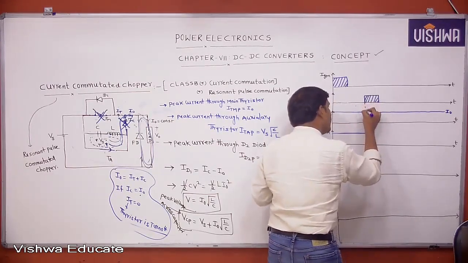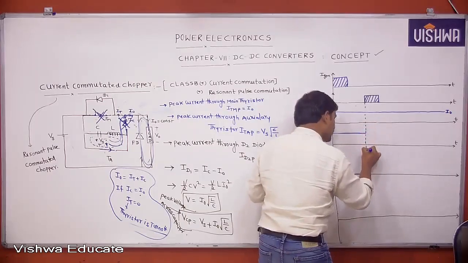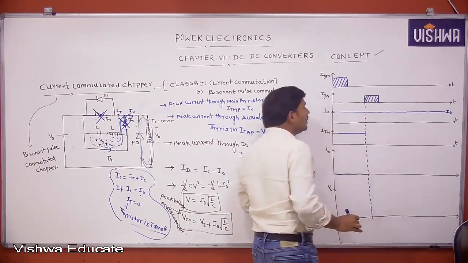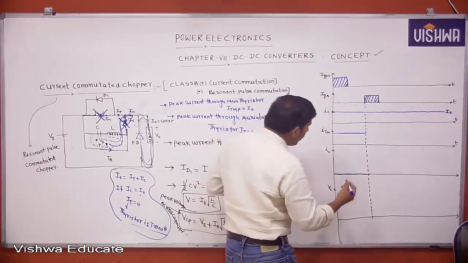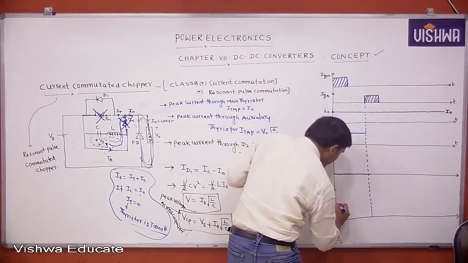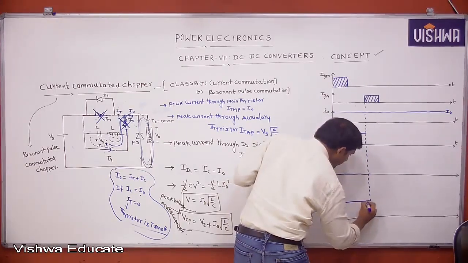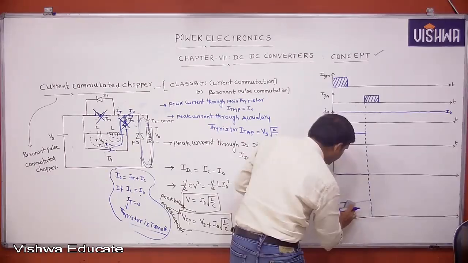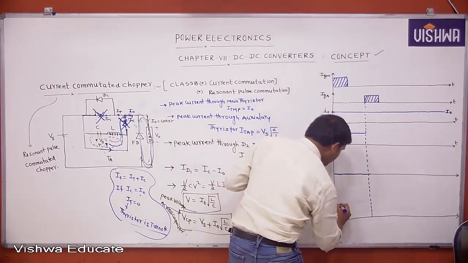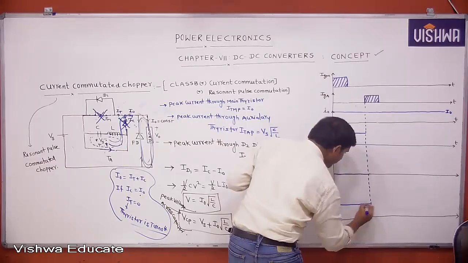Now, whenever the auxiliary thyristor is triggered, the capacitor starts reversing its polarity. Before triggering of the auxiliary thyristor, what is the voltage across the capacitor? The voltage across the capacitor is Vs. Initially, the voltage across the capacitor is plus minus Vs. This is Vs.